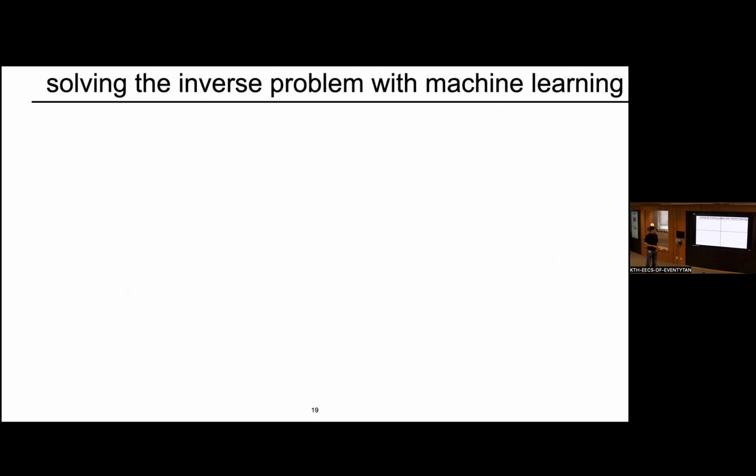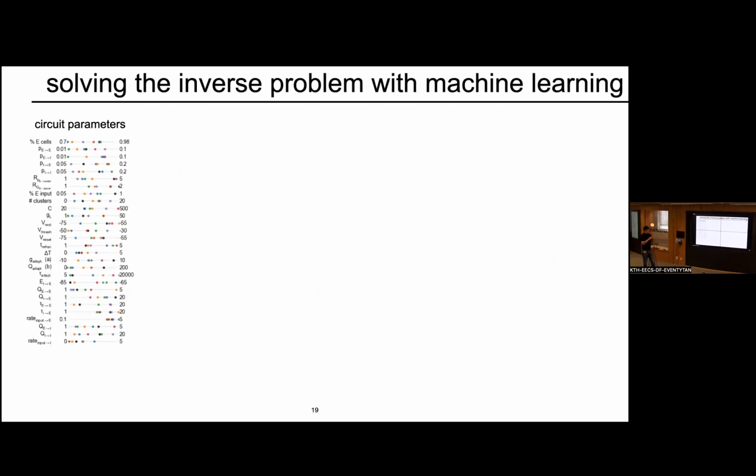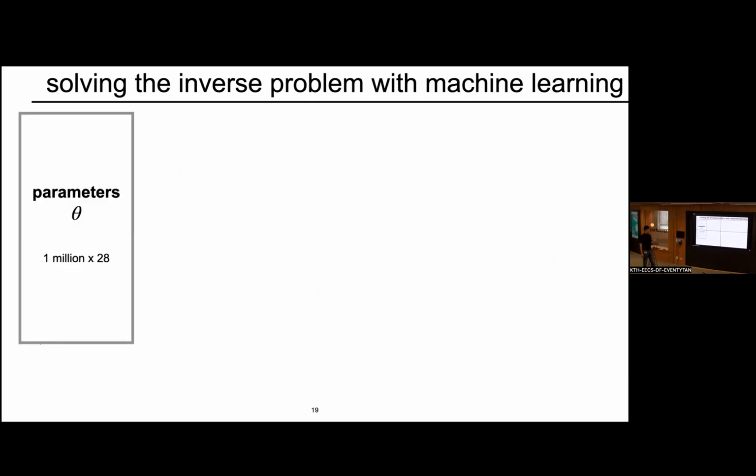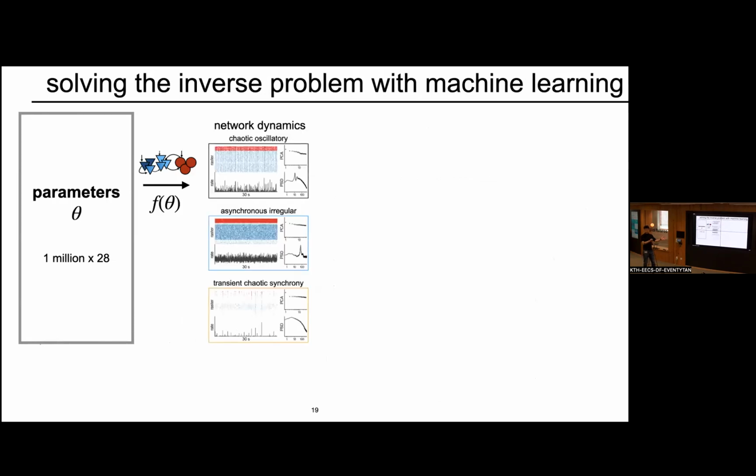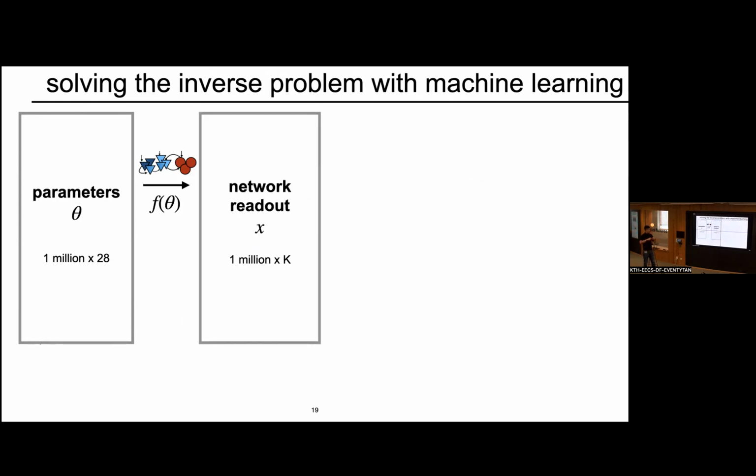So how we approach this is to solve it with machine learning. The way you should think about this is, you have these circuit parameters. I had this 1 million set of simulations, right? So you have this big matrix of 1 million by 28 features. Each one of those 1 million things you pass through this function, the simulator, and it gives you some data. You call the data X, and you can choose an arbitrary readout of the data: the full time series, or a single summary statistic of the time series, whatever it is. That number is K, and you get this matrix of 1 million by K. Yeah, Daniel.